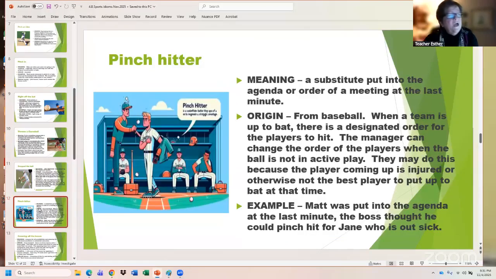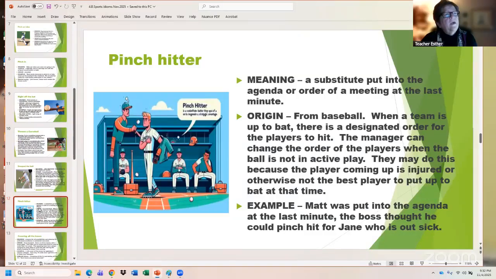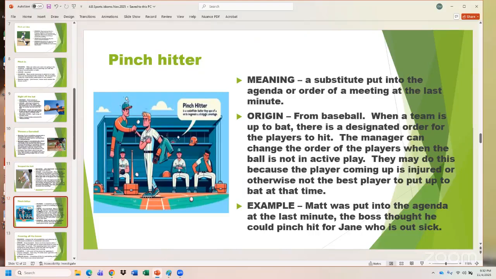It comes up very easily that way. The next slide, pinch hitter. Swan, would you like to read this one? Sure. A pinch hitter, meaning a substitute put into the agenda, or the order of the meeting at the last minute.